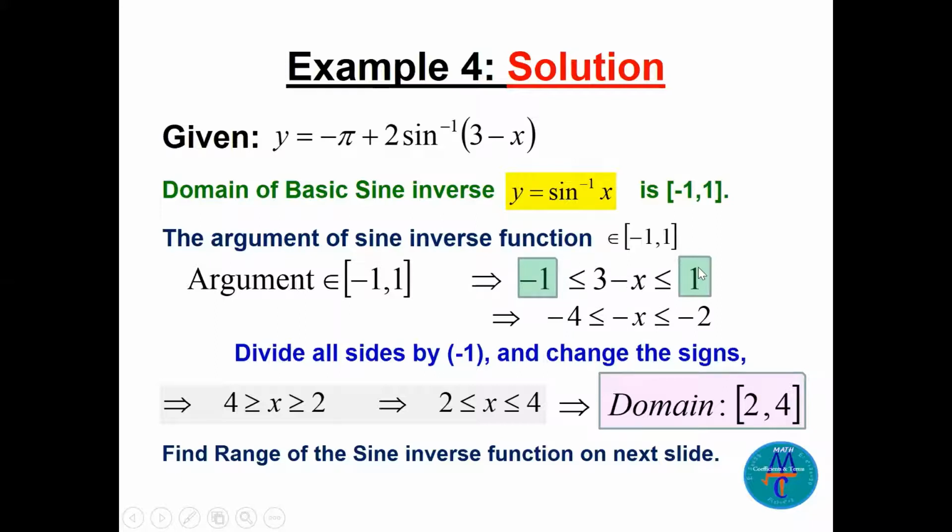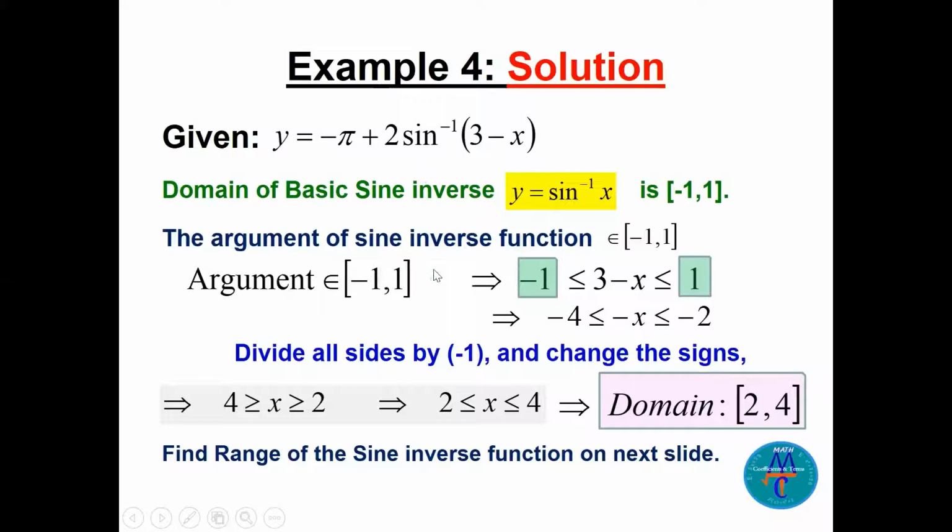Always I do that. And now we subtract here 3 from each side. So minus 4 less than or equal minus x less than or equal to minus 2. Now divide all sides by minus 1, change the signs. So x will be greater than or equal to 2 and x is less than or equal to 4. You see that one? So we can rewrite it x between 2 and 4. So it will be closed 2 to closed 4. This will be the domain of this function.